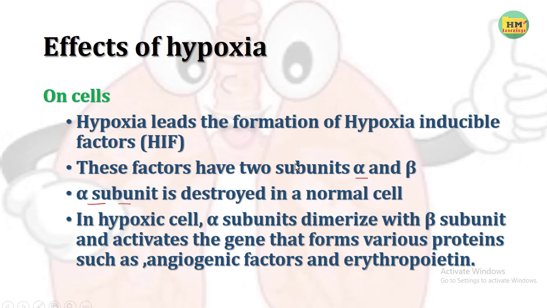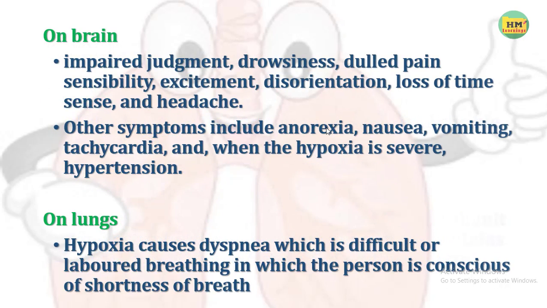Then we move on to the next, which is the effects on the brain. What is happening is impaired judgment, nausea, anorexia, vomiting, tachycardia. These are the features which are seen during hypoxia. On the lungs, what will happen? There will be dyspnea. Dyspnea is basically difficulty in breathing, when the person feels that he or she requires certain labor to do the breathing. Breathing becomes difficult during hypoxia.